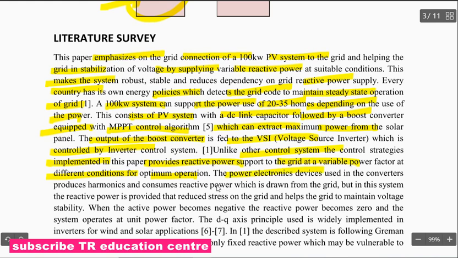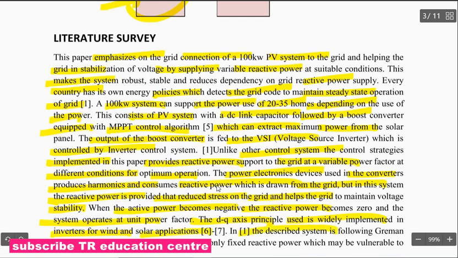The power electronics devices used in the converter produce harmonics and consume reactive power which is drawn from the grid. But in this system, the reactive power provided reduces the stress on the grid and helps the grid to maintain voltage stability. When the active power becomes negative and the reactive power becomes zero, the system operates at unity power factor, and the DQ axis principle is widely used in the implementation of inverters for wind and solar applications.